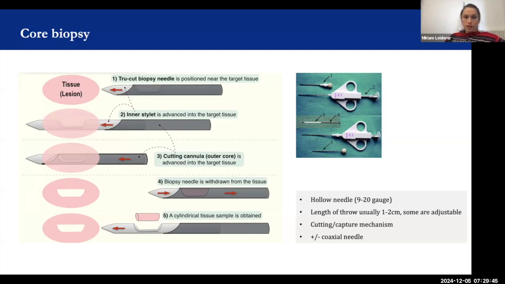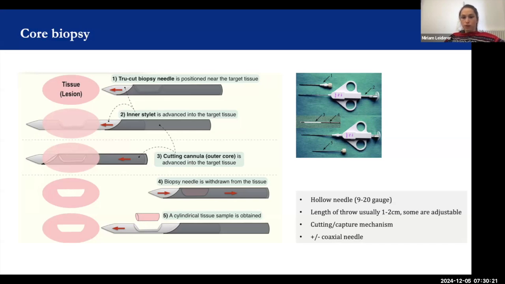And then there's a cutting cannula outside of the inner stylet, and that cutting cannula is advanced over that notch, and that way cuts the tissue that's in the notch. Then we withdraw the biopsy needle from the tissue, and we can take the tissue sample out of that notch, and that should be, in the best case, with the tissue architecture intact without crushing anything.